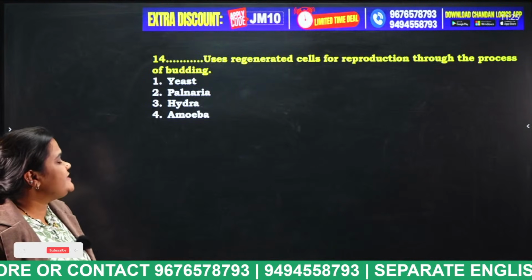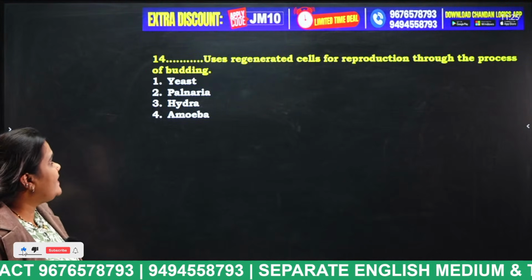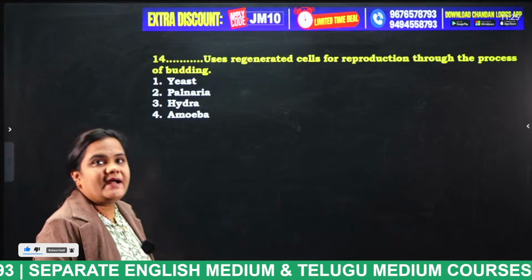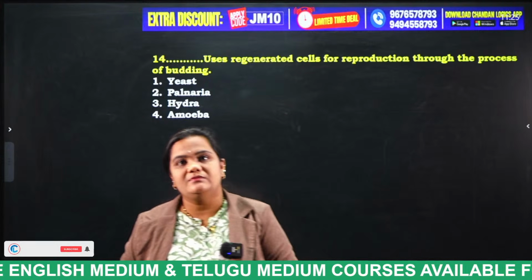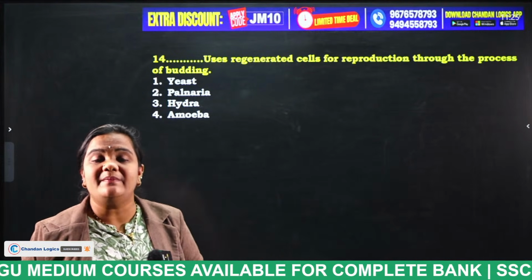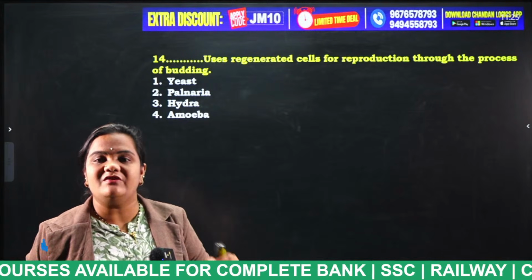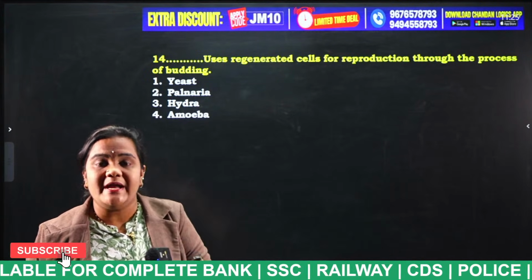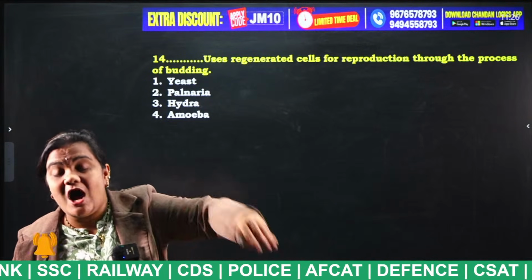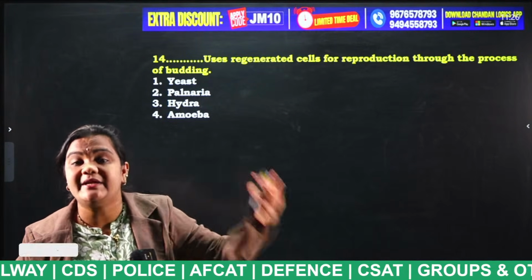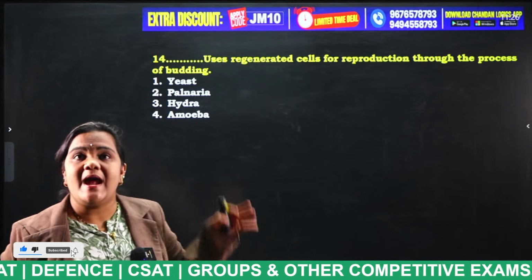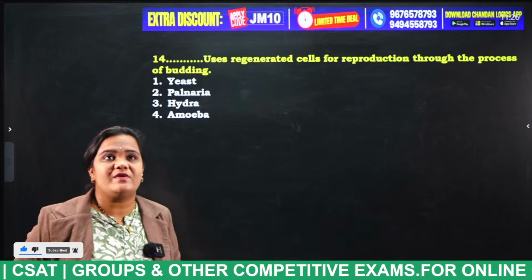Dash uses regenerated cells for reproduction through the process of budding. Yeast, planaria, hydra, amoeba. Very good. Spore formation means a tiny particle is released in the form of a spore. It will enter into the hair of the organism and in that the organism is going to be regenerated. That type of process we call as what, students? Spore formation.